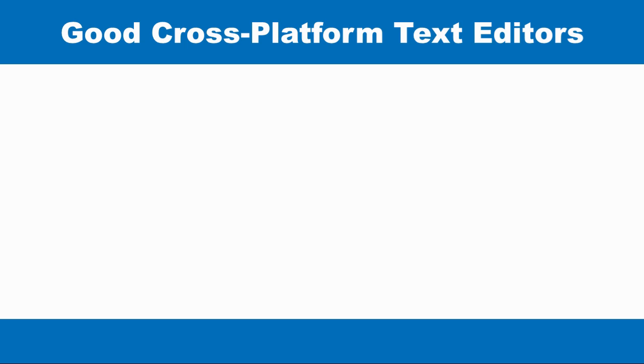Now let's take a look at some good cross-platform text editors. Cross-platform means the text editor will work on multiple operating systems, for example, Windows, Mac OS, or Linux. An example is Atom. Atom is free and can be downloaded from atom.io. Next, we have Sublime Text.